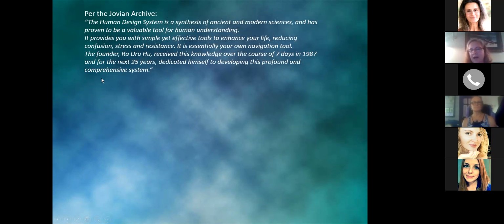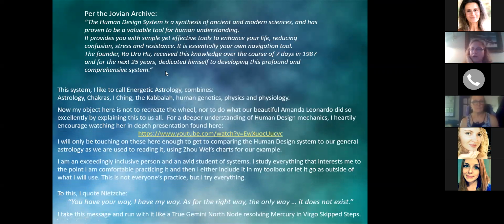Ra-uru-hu, I always say it fast. Ra-uru-hu is the man who received this information. He kind of downloaded it, similar to Jeffrey Wolf Green, had basically a download over a short period of time, came out and shared it with the world, and it's a beautiful thing. I call it energetic astrology. It combines astrology, the chakras, the I Ching, the Kabbalah, human genetics, physics, and physiology. So it all ties together so that we can understand how that works.